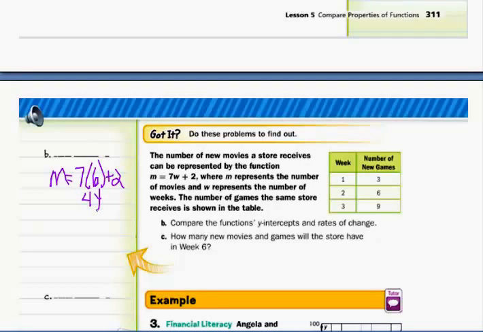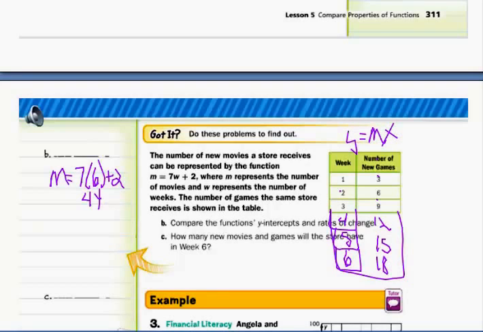Now, for week 6 here, week 4, 12. Week 5, 15. Week 6, 18. Notice I'm just doing what every time? This times 3, this times 3, this times 3. That's why this is more of a direct variation. Direct variation. The rate is 3.